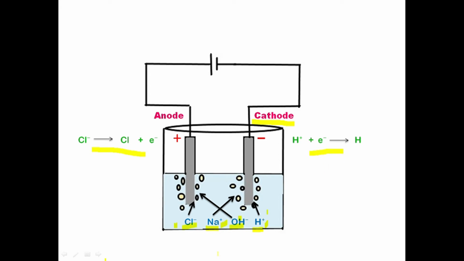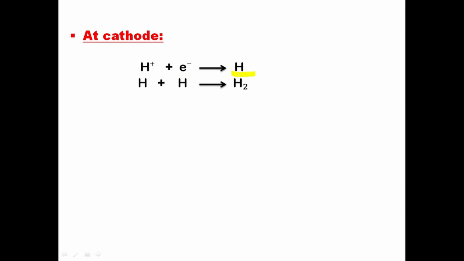Also, one more thing. Why do only chloride ion and hydrogen ion move fast as compared to sodium ions and hydroxide ions? One possible reason could be that chlorine atoms and hydrogen atoms can immediately combine among themselves to give chlorine gas and hydrogen gas respectively. But no such reaction can happen in the case of sodium ions and hydroxide ions. So we saw that at the cathode, the following reaction takes place, where the hydrogen ion gains an electron to form a hydrogen atom, and hydrogen atoms then combine among themselves to form hydrogen gas.